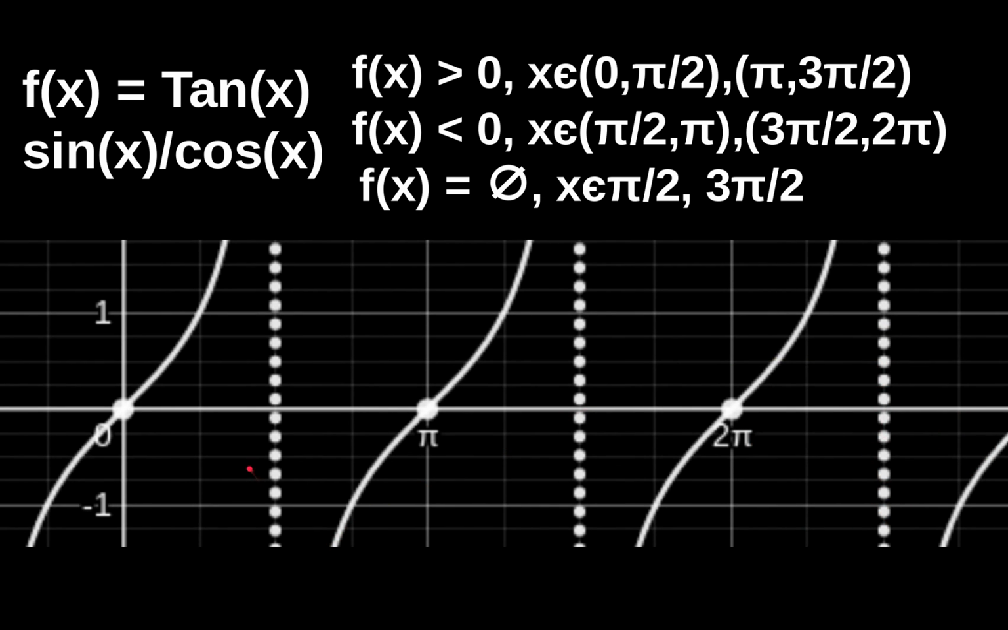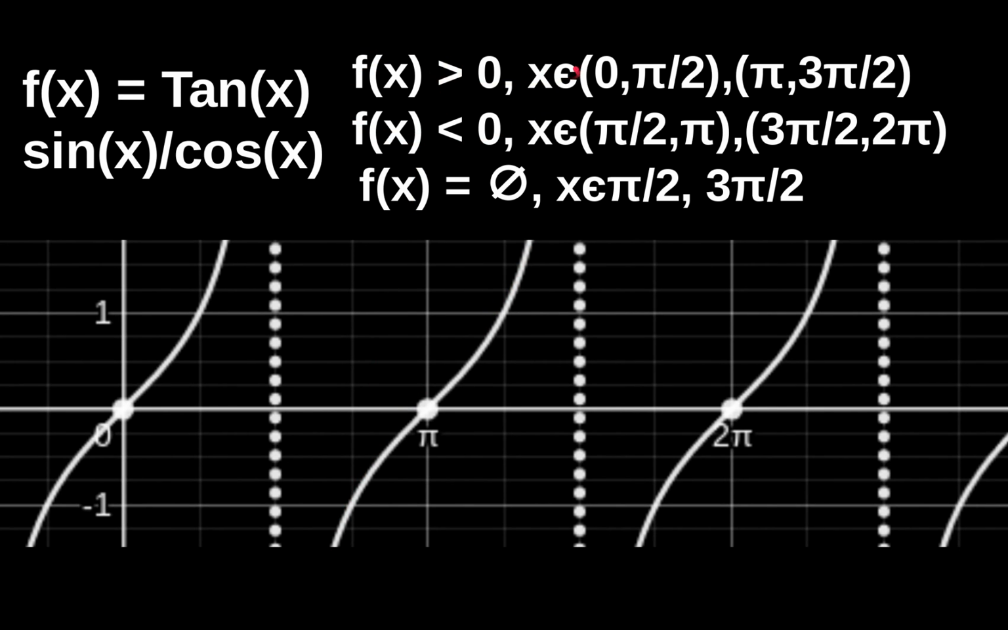This one has a period of not 2 pi, but of pi. You notice that each of these sections is repeating itself. Or you could just say it's oscillating from pi over 2 to 3 pi over 2, because at that point the entire thing is continuous.